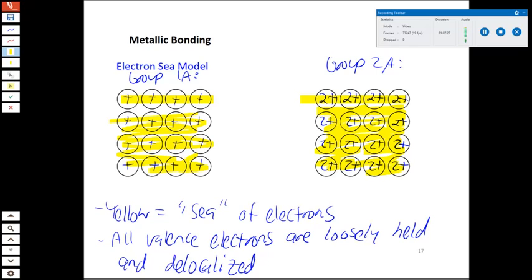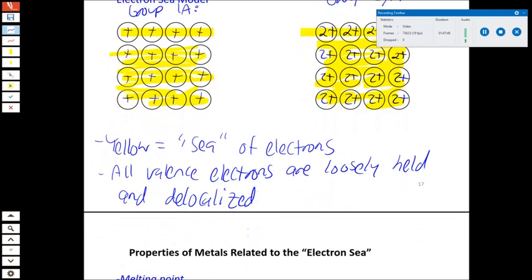Now, what would we think would be a stronger metallic bonding interaction, Group 1A or Group 2A? Group 2A, because in Group 2A we have two valence electrons that are delocalized and 2+ cations that are left behind, so we have more charges interacting with each other, and stronger interactions as a result. All right, so that's our model.